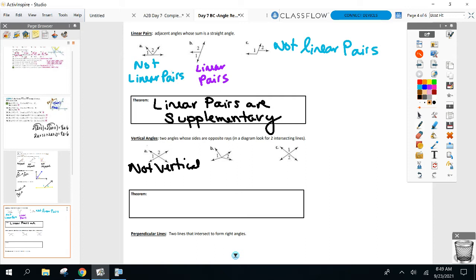How about B? You think those are vertical? Yeah. Oh, yeah? I see some yeahs and some no's. Well, they're opposite each other, right? But are they formed by two intersecting lines? No. I don't think either of them are lines, right? Okay, so that one is not vertical as well. And how about C? Yes, those are vertical.